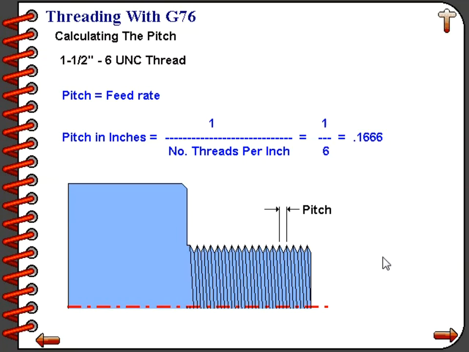0.1666. Now the other thing that you must understand for threading is that the pitch will always equal the feed rate, and vice versa. If you change the feed rate, you would change the pitch. So therefore, as a setup person, you would never be able to change the feed rate for a threading cycle. If you change the feed rate, you would change the pitch. And obviously, if you change the pitch, this part would not fit with its mating component.